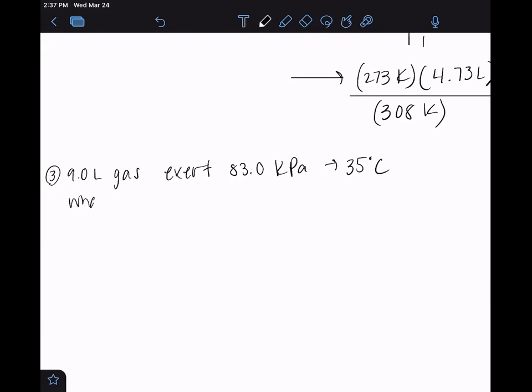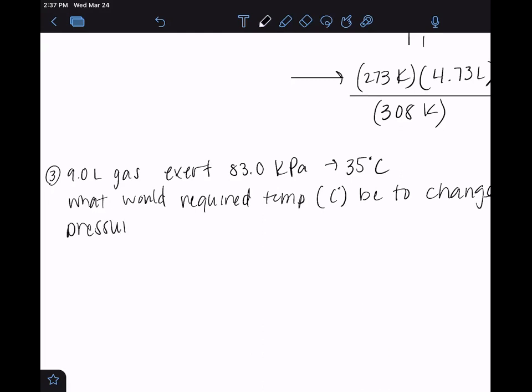So what would the required temperature in Celsius be to change the pressure to standard pressure? Okay, so the first thing that we're going to do is you need to change the 35 degrees Celsius to Kelvin. So we know that 35 degrees Celsius is 308 Kelvin.